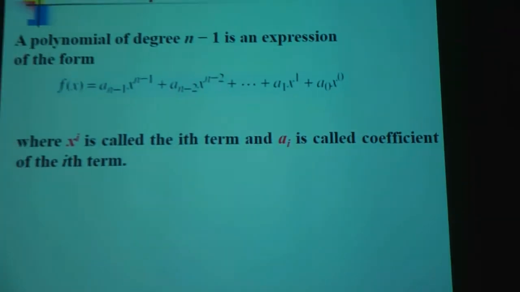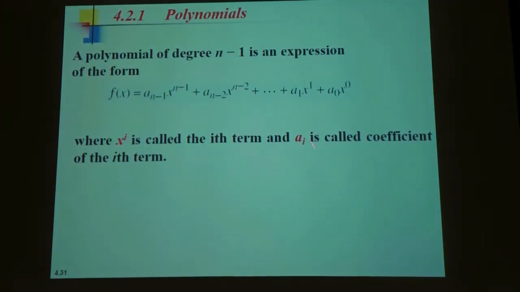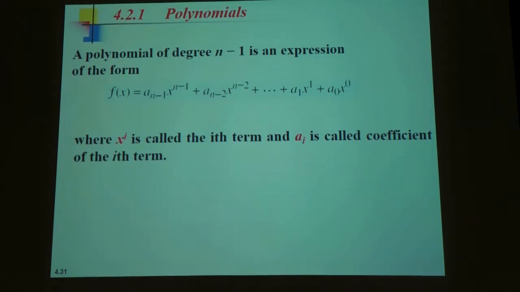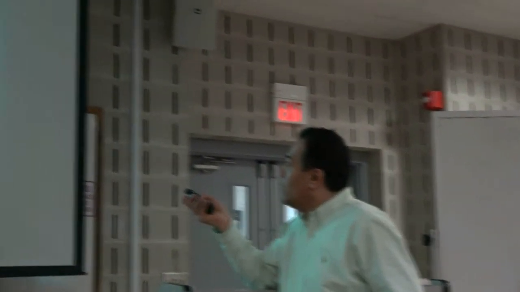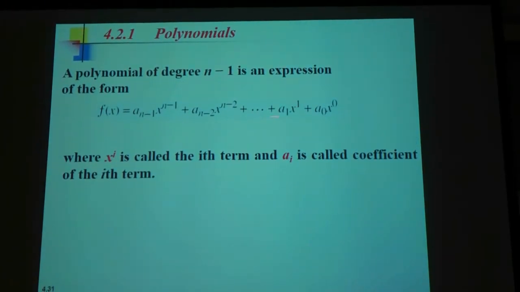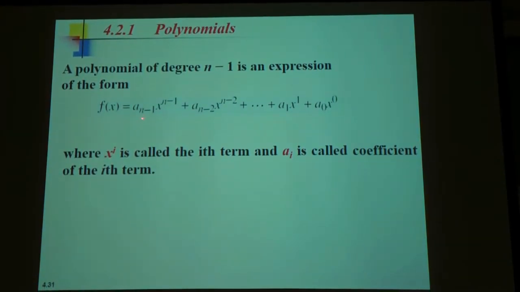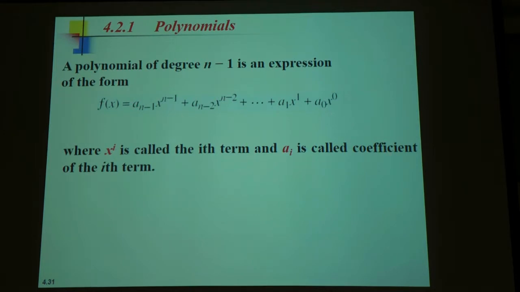So, a polynomial of degree n minus 1 is an expression of the form, right? A polynomial of x. There are two parts to a polynomial: a coefficient and x to the power something. In here, it's a0 x to the power 0. How much is x to the power 0? 1. a1 x to the power 1, up to a(n minus 1) x to the power n minus 1. That's how you write polynomials, right?